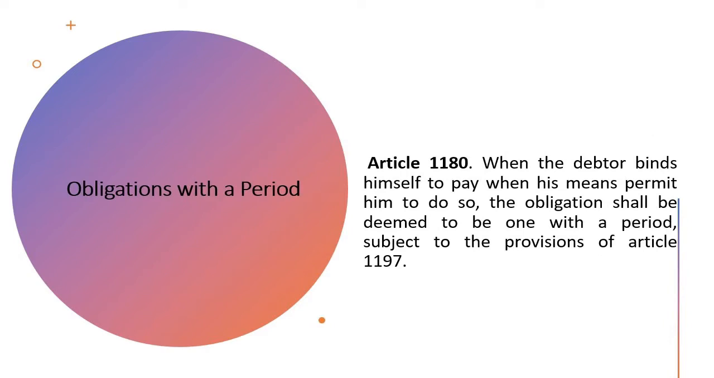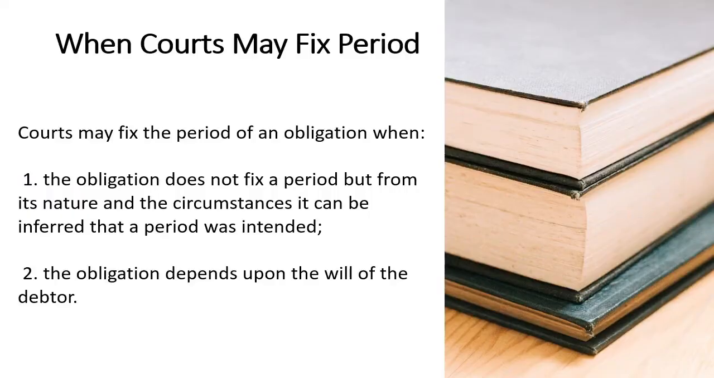Article 1180. When the debtor binds himself to pay when his means permit him to do so, the obligation shall be deemed to be one with a period subject to the provisions of Article 1197. To summarize, courts may fix the period of an obligation when 1. The obligation does not fix a period, but from its nature and the circumstances, it can be inferred that a period was intended. And 2. The obligation depends upon the will of the debtor.